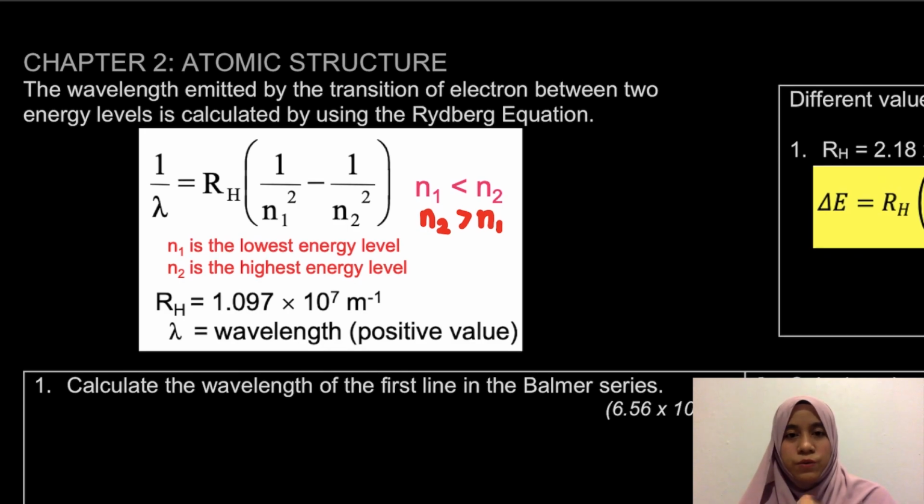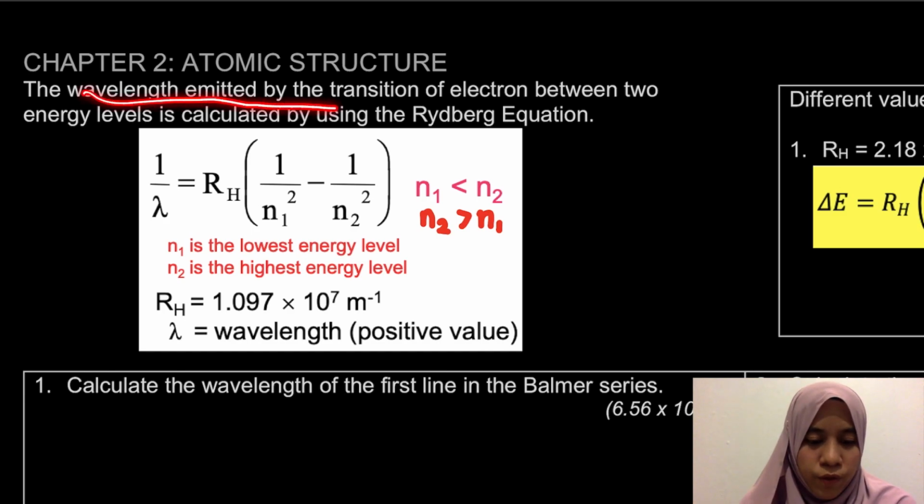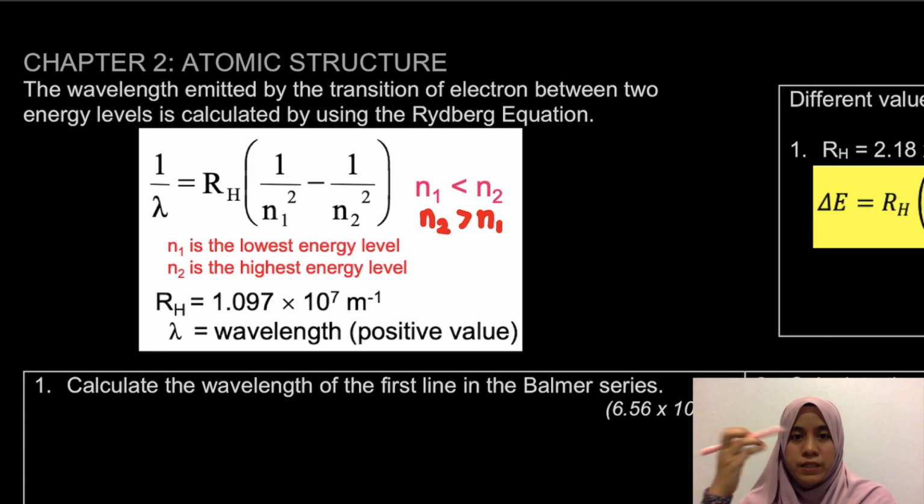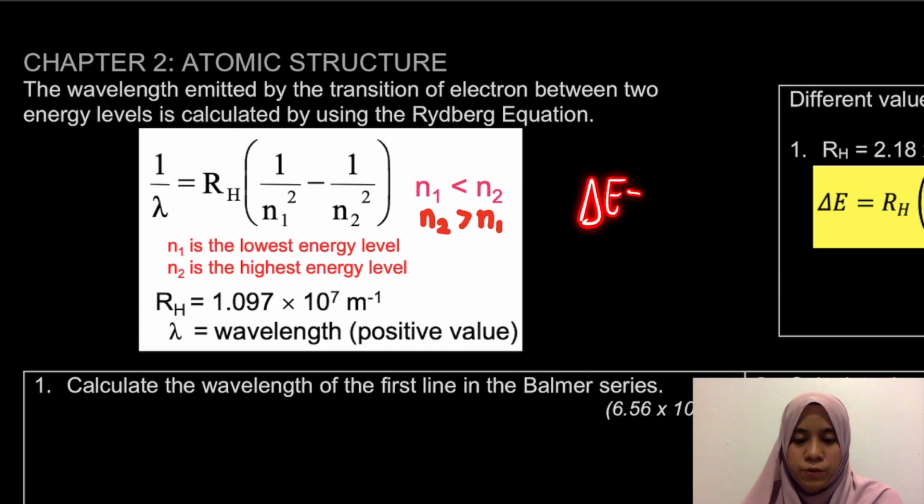Okay. So, for this week, apa yang kita akan belajar atau in this video, we're gonna look at is actually a Rydberg equation. Okay. So, Rydberg equation ni is used for what? So, dia kata dekat sini, the wavelength emitted by the transition of electron is calculated by using the Rydberg equation. Okay, so we know that when electrons fall from a higher energy level to lower energy level, then they're going to produce light, okay, ataupun produce energy in the form of light or photon. And actually, the wavelength can be calculated. Sebenarnya wavelength tu kita boleh calculate delta E equal to Hc over lambda.